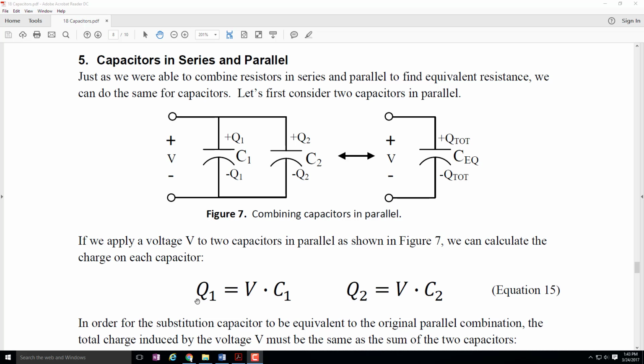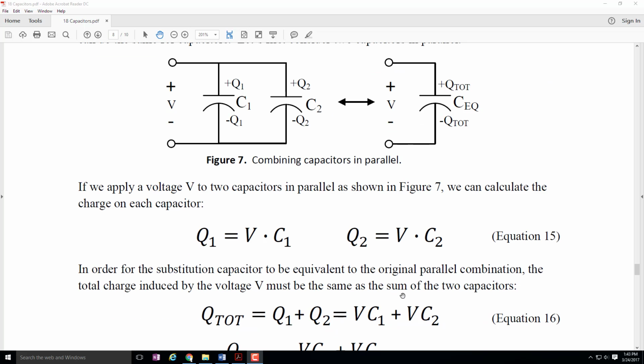We know that the equation relating charge to voltage is Q equals VC. So Q1 equals V times C1 and Q2 equals V times C2. We don't need to put subscripts on the V because the voltage is the same across both of them. We know that Q tot equals Q1 plus Q2. We just derived that. And I can substitute Q1 equals VC1 and Q2 equals VC2.